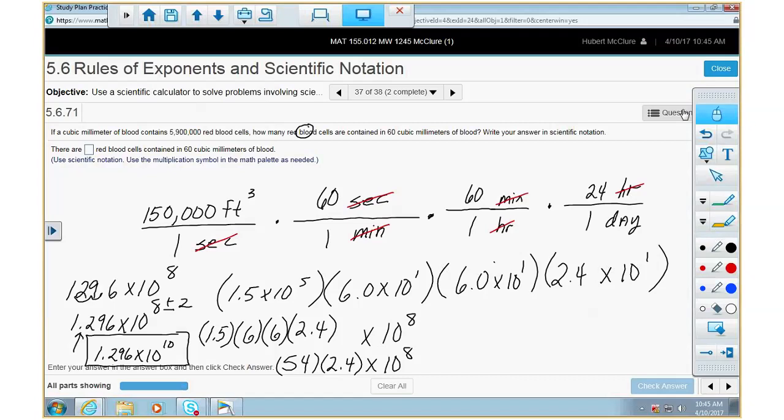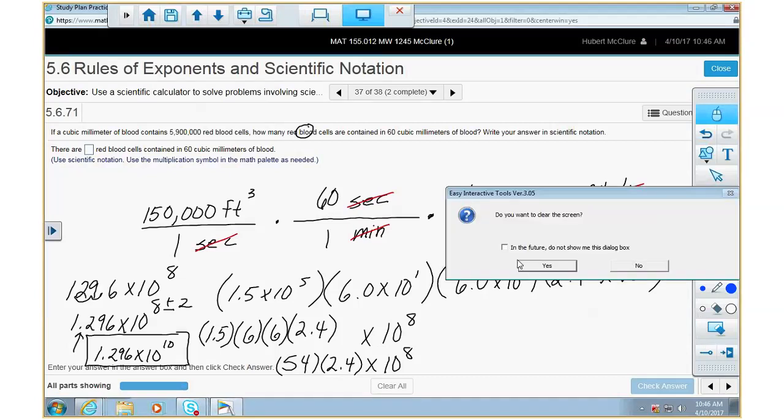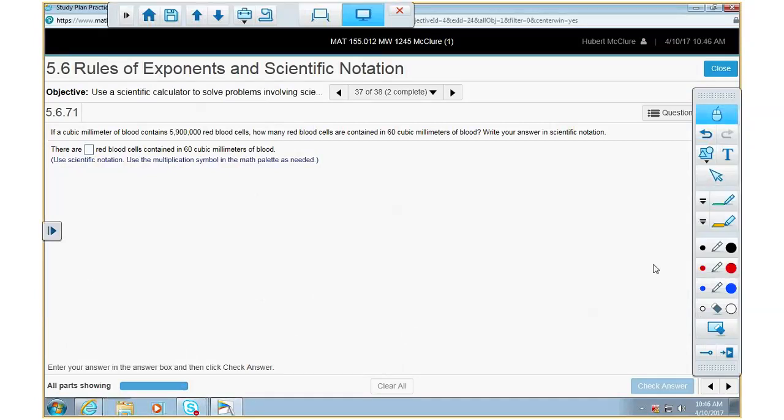These are all questions that are science related, and that's why I'm showing them to you. If nothing else, you'll see them somewhere. All right, this one says, if a cubic millimeter of blood contains 5,900,000 red blood cells, how many red blood cells are contained in 60? So that's a basic multiplication problem.